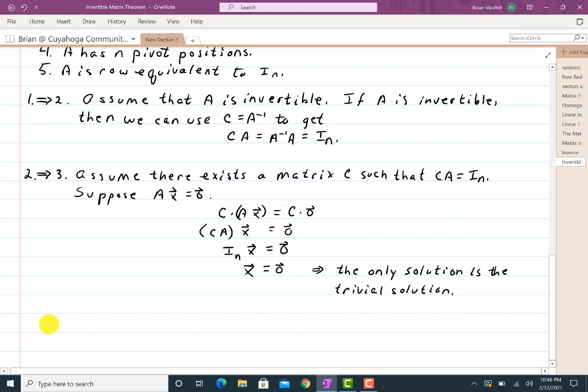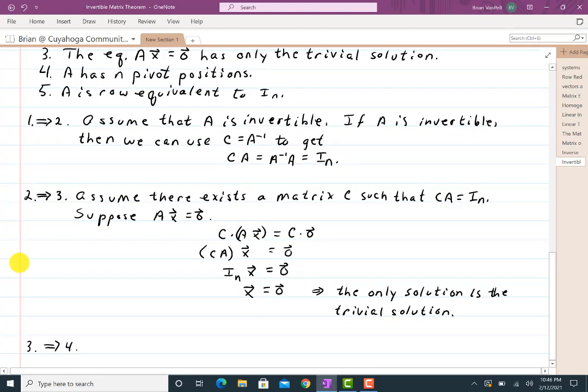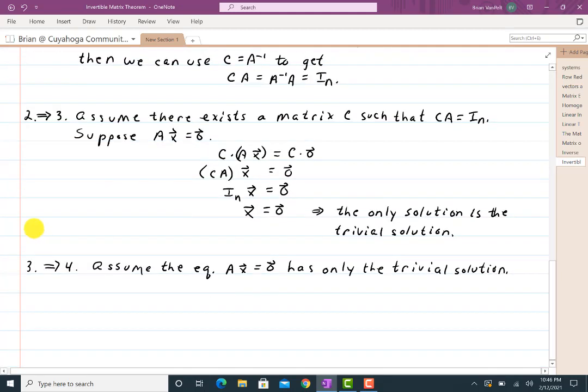Now we're going to go 3 implies 4. Let's scroll back up and see what 3 is. Now I just proved 3, so I now assume the equation AX equals 0 has only the trivial solution. And we'd like to prove number 4. We would like to prove that A has n pivot positions.